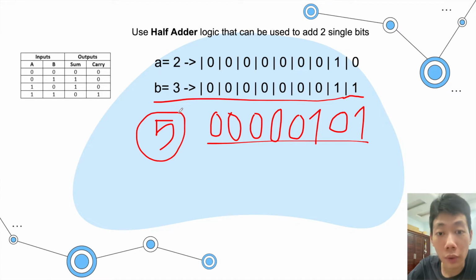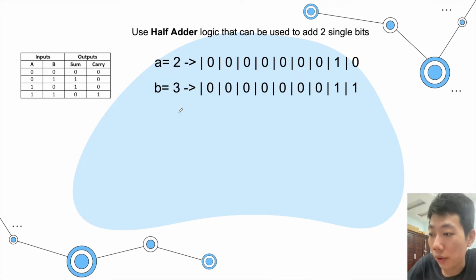So how can we implement this in our program? We're going to use bitwise XOR, bitwise AND, and left shift. So firstly, we're going to calculate the XOR of A and B. So we have this number.